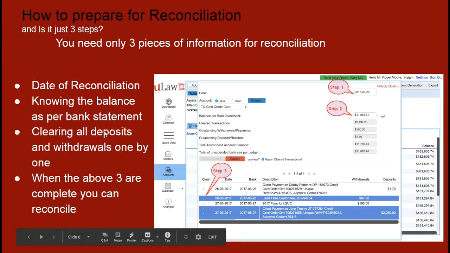Okay? Knowing the balance as per the bank statement. So on that particular date, you would open up your bank statement, you would take the date range to close on that specific date, and you would look at the bank balance, the one in bold, right at the bottom or at the top, depending on your bank. And the third is ensuring that you're clearing all the deposits and withdrawals one at a time. What money came into that account, what money left that account.